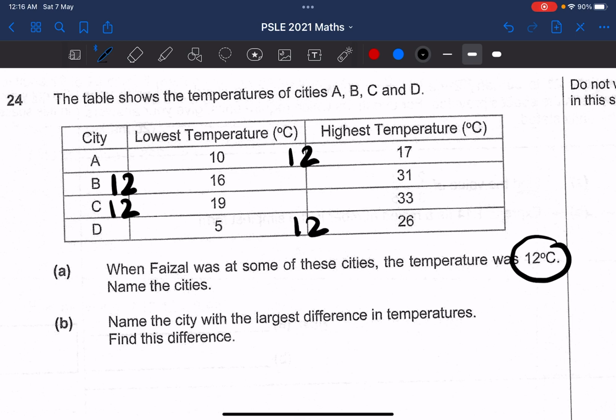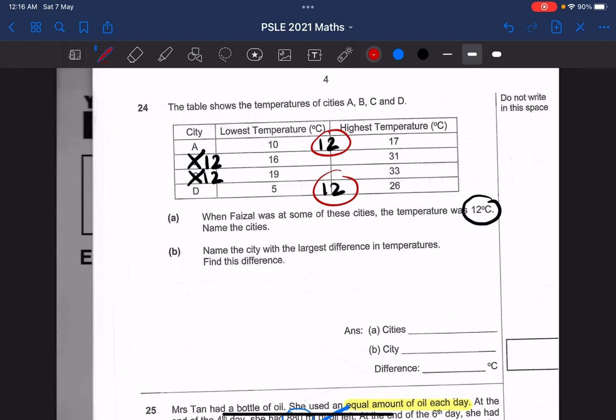Yeah, so which city is possible? Cannot be B, right? Because your lowest is only 16. You cannot be going to 12, that's too cold. Cannot be city C also, because it says that the lowest is 19. So the only possible temperature, 12 and 12: city A is in the middle, city D in the middle. So A and D.